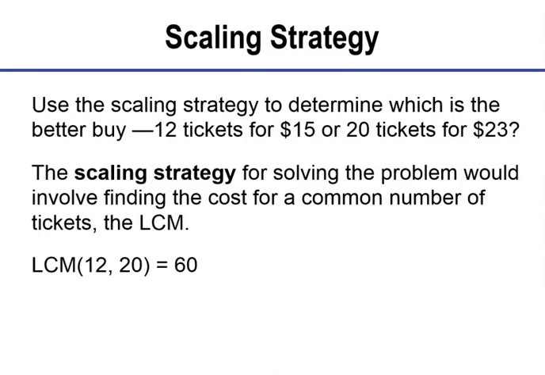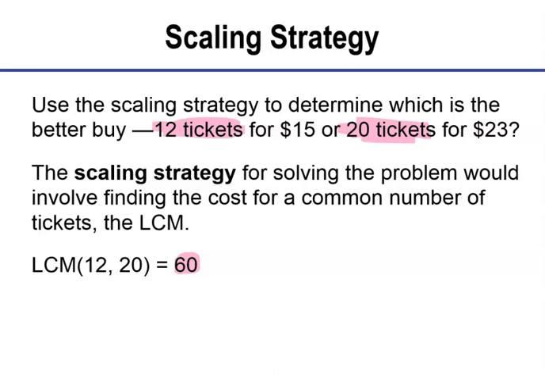Now, we want to use the scaling strategy, which we haven't covered yet, but don't worry, you'll see it in this problem, to determine which is the better buy: 12 tickets for $15 or 20 tickets for $23. The scaling strategy for solving the problem would involve finding the cost for a common number of tickets. So you're looking for the least common multiple of 12 and 20. And it turns out the least common multiple for 12 and 20 is 60. So we could calculate how much 60 tickets would cost in both situations.